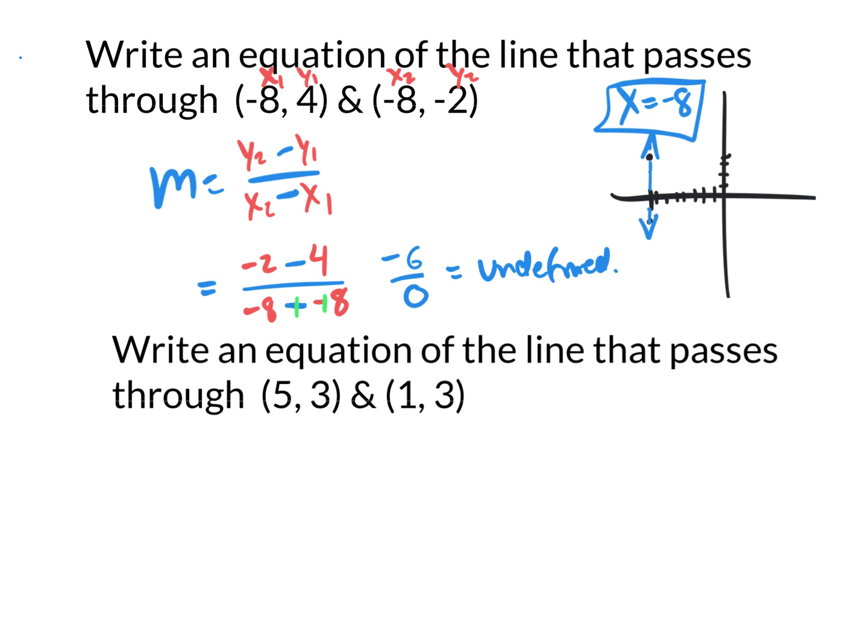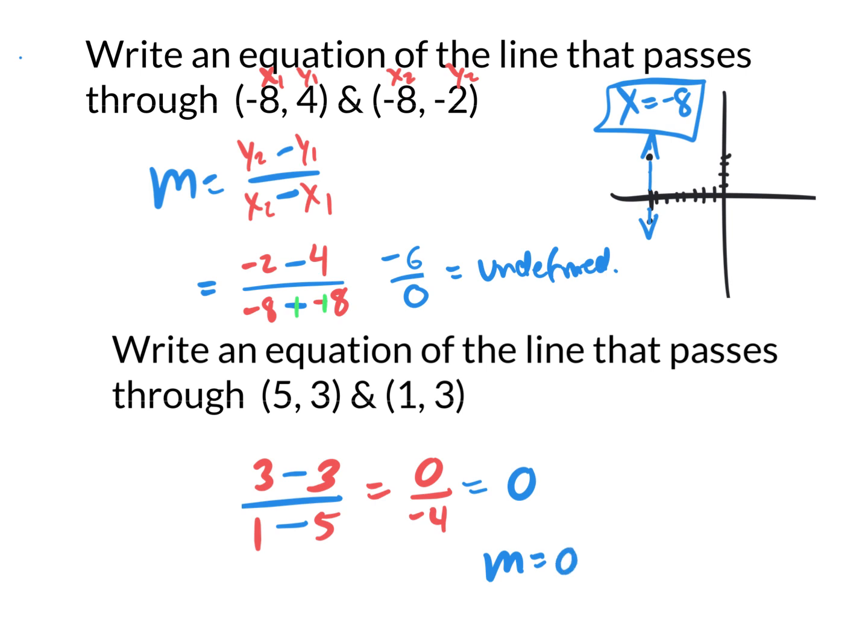And the other one, if you haven't guessed it already, when you do slope formula, you're going to end up with y2, which is 3, minus y1, which is 3, over x2, which is 1, minus x1, which is 5. You're going to end up with 0 over negative 4, which means that your slope is 0, right? Now, what does that mean? If your slope is 0, what does that line look like? A straight line, totally flat, horizontal, right?